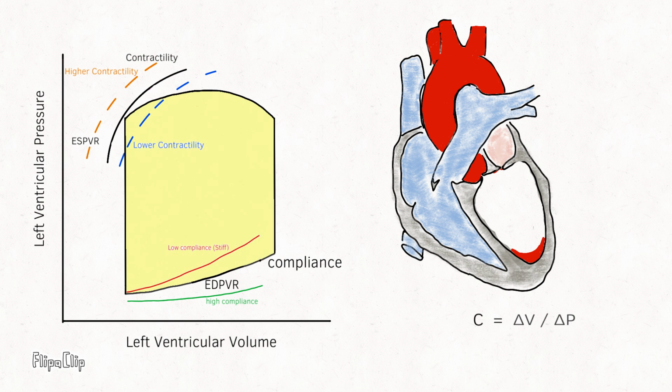The area enclosed by the loop represents stroke work, the mechanical work performed by the ventricle during each heartbeat. The pressure volume loop integrates ventricular mechanics, myocardial physiology, and cardiovascular hemodynamics into a single comprehensive framework.